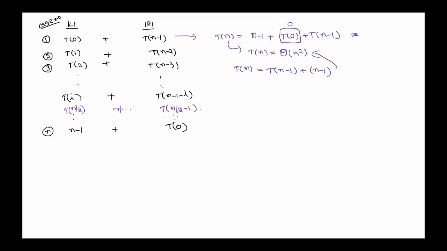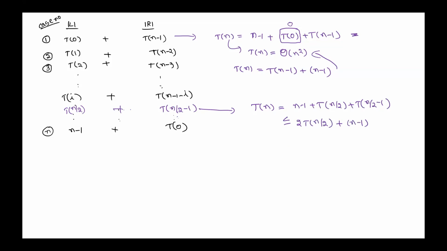Similarly, if I look at this case, what is the recurrence relation? T of n is n minus 1 plus T of n by 2 plus T of n by 2 minus 1. This can be written as less than or equal to 2 times T of n by 2 plus n minus 1. Is that correct? T of n by 2 minus 1, I can say it as T of n by 2. Hence, I am able to write it as 2 times T of n by 2 plus n minus 1. Is that okay?